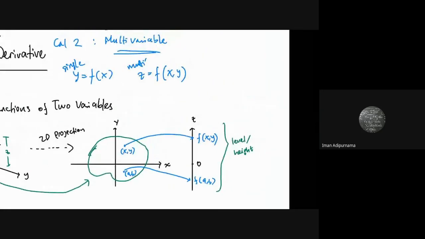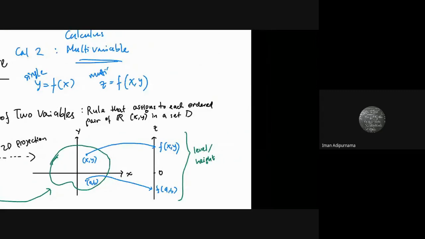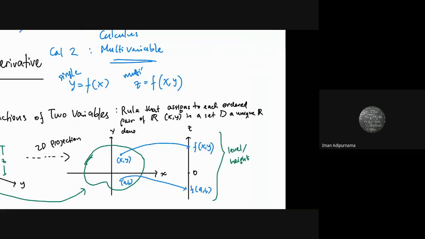So the function of two variables is a rule that assigns to each ordered pair of real numbers, in this case x, y, in a set D, a unique real number denoted by f(x, y).